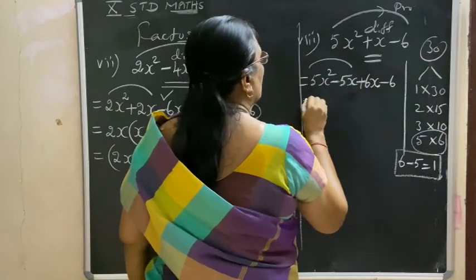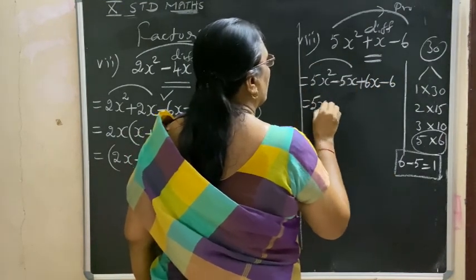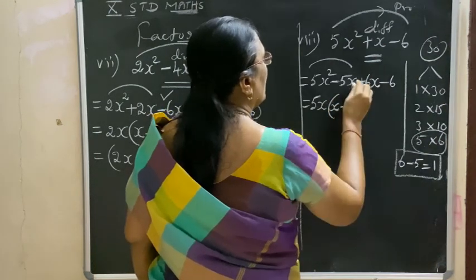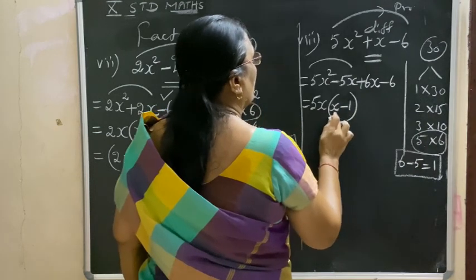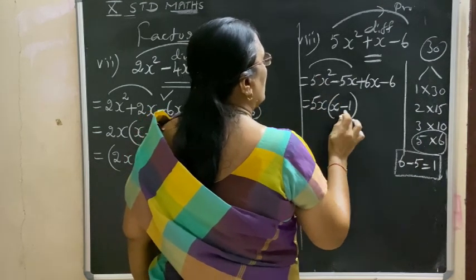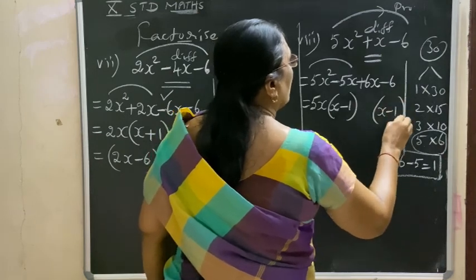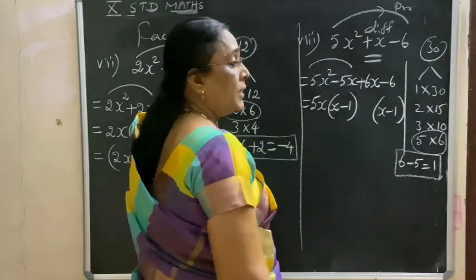Now take the first two terms. What are the common terms? 5 and x are common. And write that x. Put minus here. Then 1. 5 into x, 5x square. Plus into minus, minus 5x. Then you write the factors automatically.